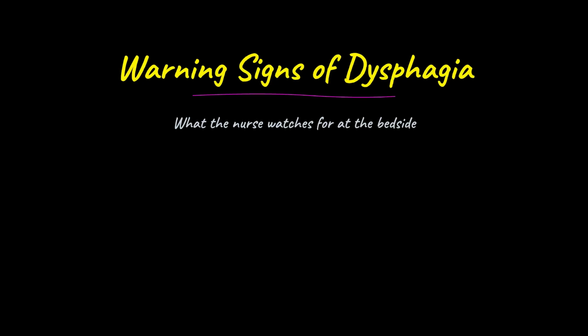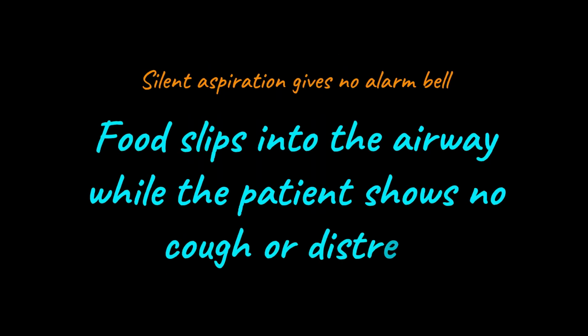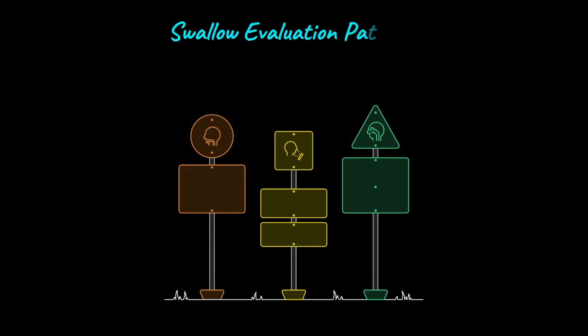The nurse looks for warning signs like coughing during meals, a wet voice after sips, drooling or pocketing food in the cheeks, and prolonged swallow time or unexplained weight loss. The most dangerous scenario is silent aspiration, where food or liquid enters the airway without any cough to warn the bedside nurse, making structured screening essential rather than optional.